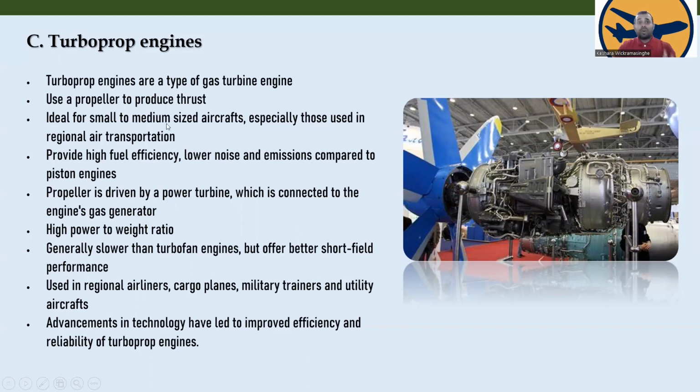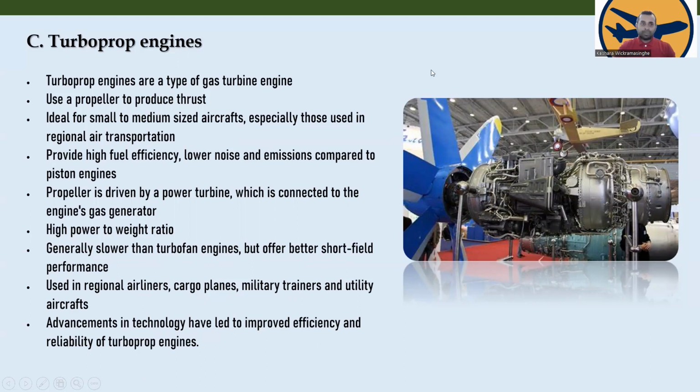Okay, so it is ideal for small to medium size aircraft, right? Especially those used in regional air transportation. It provides high fuel efficiency, and lower noise and emissions compared to piston engines. The propeller is driven by the power turbine, which is connected to the engine's gas generator. It has a high power to weight ratio and is generally slower than a turbofan engine, but offers better short field performance. It is used in regional airlines, cargo planes, military trainers and utility aircraft. Advancement in technology has led to improved efficiency and reliability of turboprop engines.